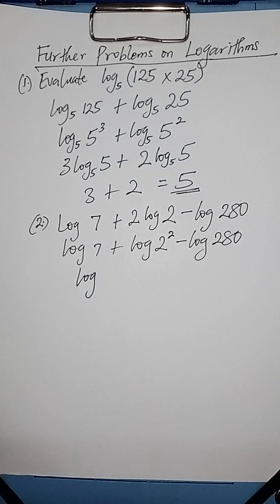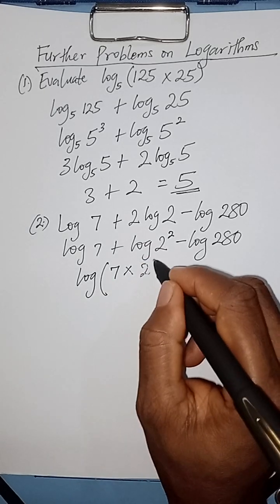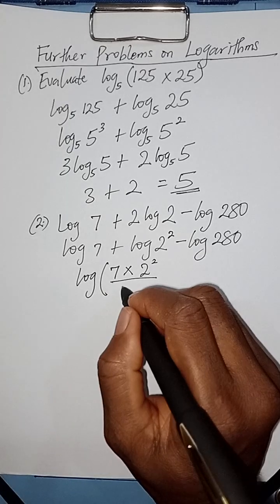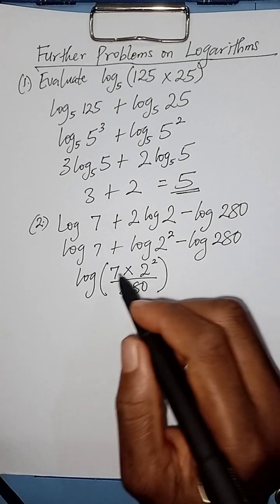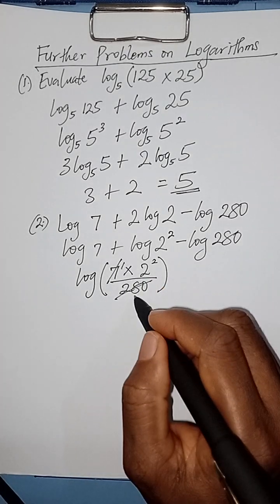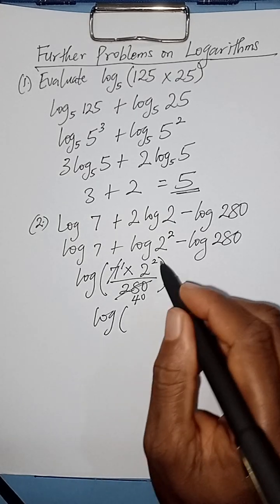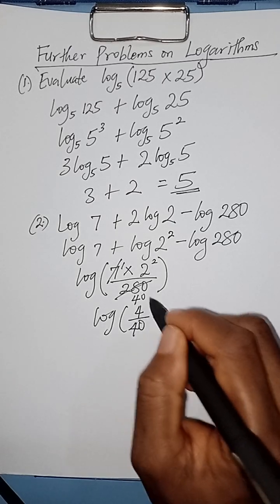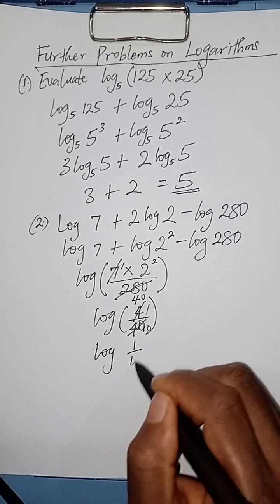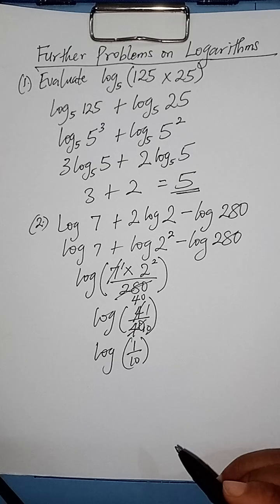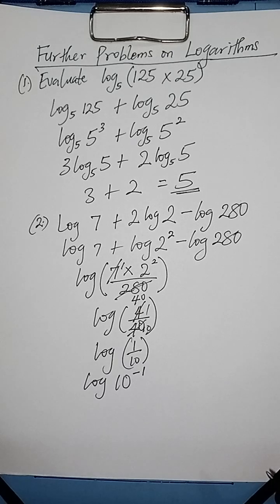Now I'm using one log to express all of them. Open the bracket, 7. Addition is multiplication. 2 raised to the power 2. Subtraction is division. Divide by 280. Now if you do that, you can simplify. 7 into 280 is 40, which is log of 2 raised to the power 2, 4, divided by 40. 4 here, 1, 4 here is 10, and this is log 1 over 10, which is the same thing as log 10 raised to the power minus 1, inverse.